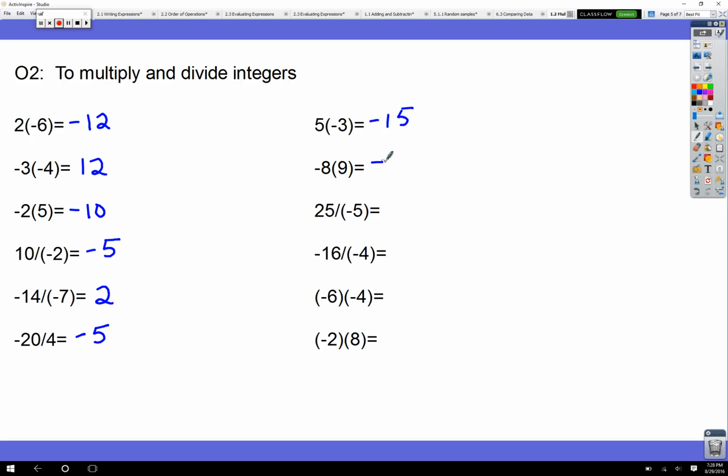Negative 8 times 9 is negative 72. 25 divided by negative 5 is negative 5. Negative 16 divided by negative 4 is positive 4. Negative 6 divided by negative 4, let's just kind of look at this, this is multiplication. Negative 6 times negative 4 is positive 24, and negative 2 times 8 is negative 16.